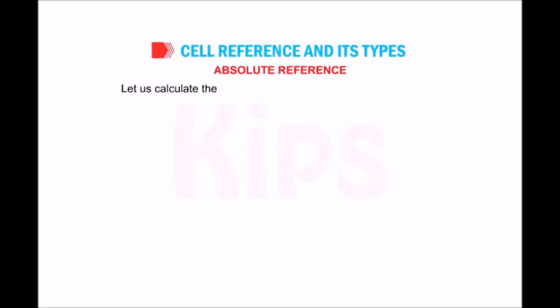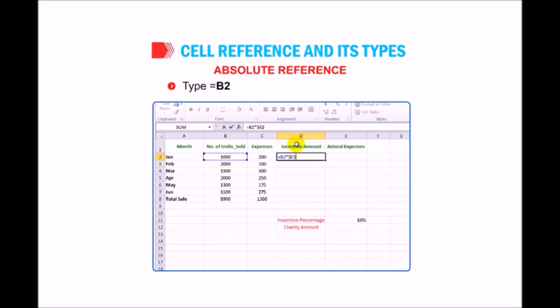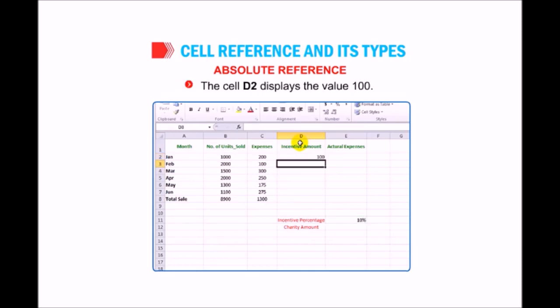Let us calculate the incentive at the rate of 10% on monthly sales. Type 10% in cell E11. Click on cell D2. Type equal to B2 asterisk $E$11 and press the enter key. The cell D2 displays the value 100.